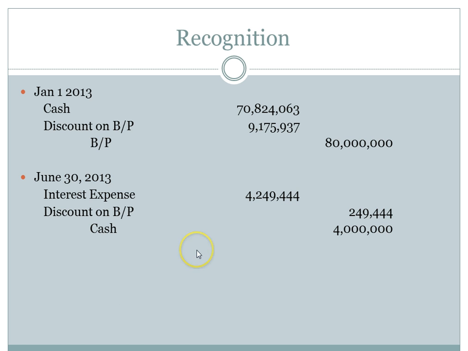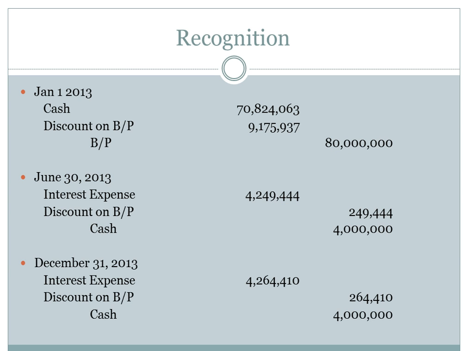is the December 31st, 2013 journal entry. Remember, interest is paid twice per year. So let's run through the calculations that we need in order to do that. So December 31st, once again, the credit to cash is going to be $4 million. The credit to cash is always going to be $4 million. Every 6 months, we're paying $4 million in interest expense, or paying $4 million of cash. The question is, how much is our interest expense?